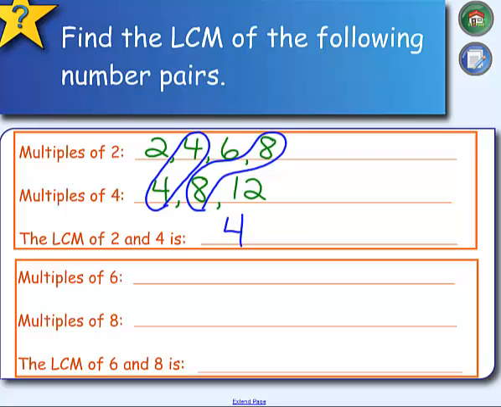So first we need to start with multiples of 6. 6 times 1 is 6, 6 times 2 is 12, 6 times 3 is 18, 6 times 4 is 24. I usually try to do 4 or 5 just to see.